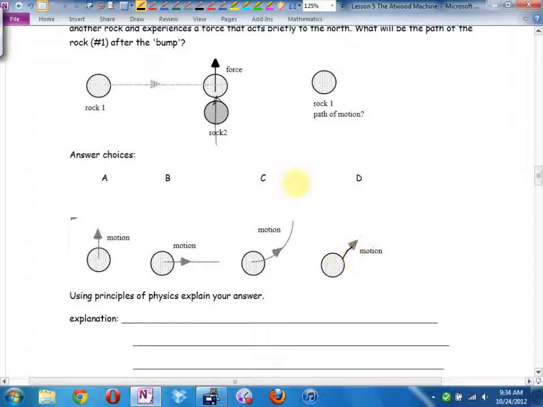So C can't be right because it might be going at the same speed, but can you see its direction is changing? That must mean there's an unbalanced force on it. B can't be right because there has to be some kind of an acceleration. That hasn't changed its velocity, magnitude, or direction at all. I don't think A is right. I think by a process of elimination, D. It's Newton's first law.